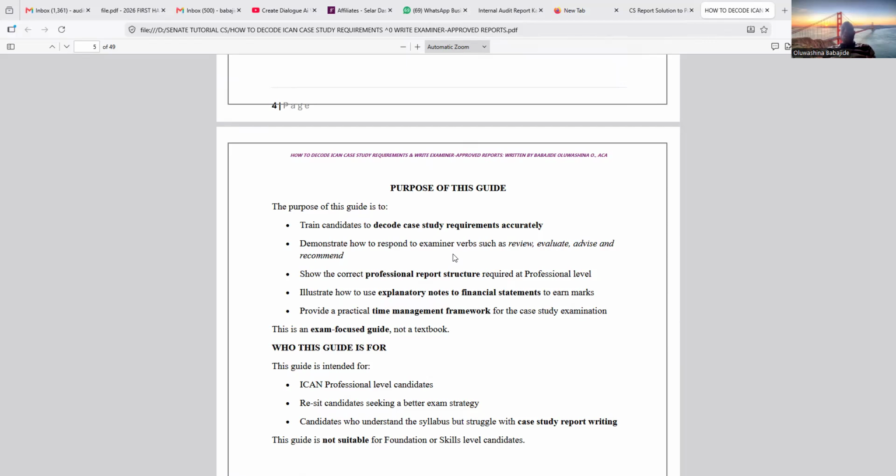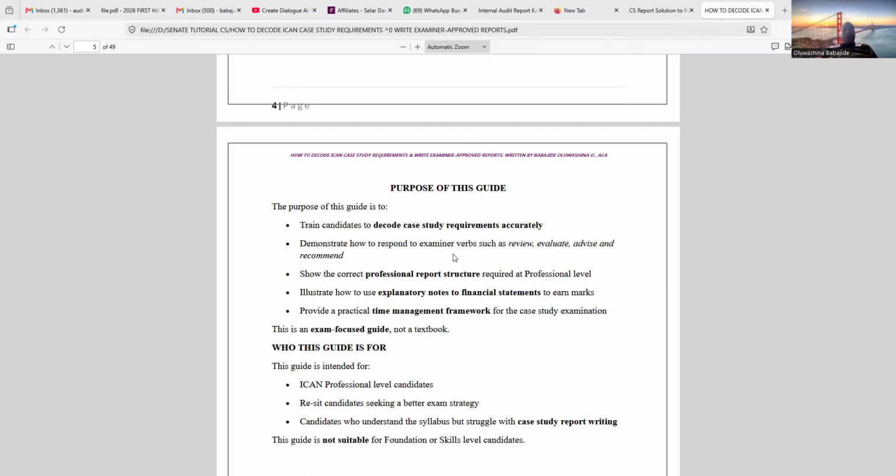Because for over decades now I've been lecturing case study. I had a lot of complaints from students about the case study, and it has been delaying them in qualifying. So that is why I came out with this particular guide, so that it can help you pass once and for all, in one sitting.